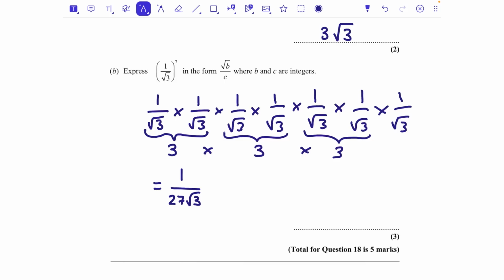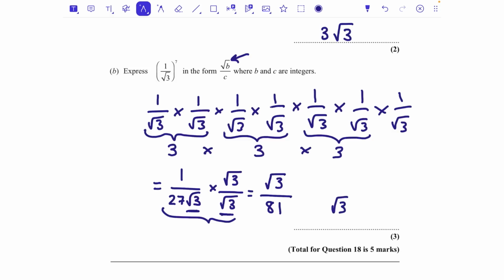How do I get rid of that? I need to rationalise. So I need to times the top by root 3 and times the bottom by root 3. That leaves root 3 on the top, which is okay. We know there's going to be a surd left on the top of the fraction, over, now root 3 times root 3 just makes 3. So all I'm doing here to multiply these together is doing 27 times 3, which is 81. You can't simplify because the top is a surd and the bottom is a number, so we've got root 3 over 81 as our final answer. And that was 3 marks.